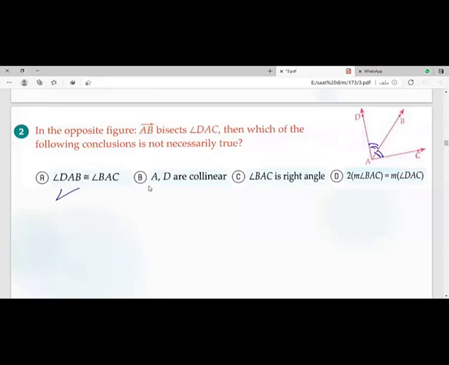It's true. A and D are collinear, A and B are on the same line, so it's true. Angle BAC is a right angle. Here, there's no evidence, so it can't be concluded. The two measurements of angle BAC are equal. If this is x, the complete angle is 2x, so it's true. So this one is not necessarily true.